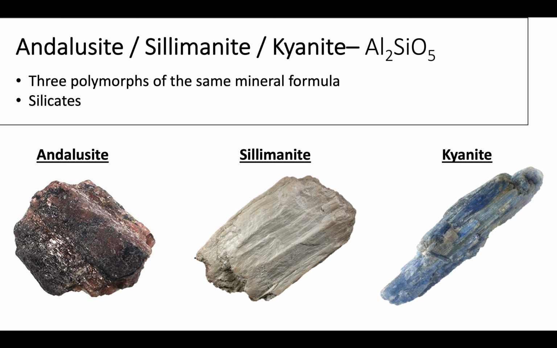Okay, so moving on to andalusite, sillimanite, kyanite. These are three polymorphs of the same mineral formula. So remember, polymorphs, we've got multiple shapes from the same elements. So all three of these have the chemical formula Al2SiO5. So these are silicates we're looking at here. But even though they have the same mineral formula, they look very different in hand sample.